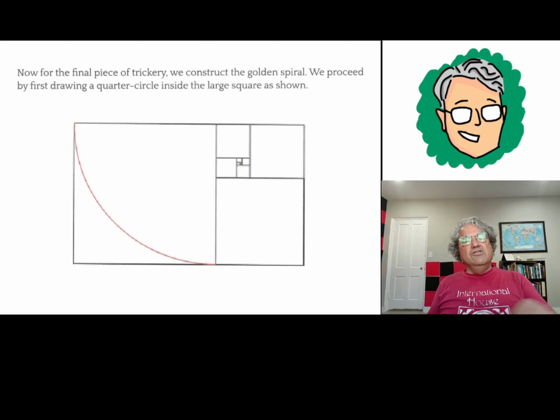And now that we've done this, there's another thing we can do. We can make what's called the golden spiral. It's not actually the golden spiral, it's a closely related spiral. It's going to be called the Fibonacci spiral. So how can we construct a spiral pretty easily from this partitioned golden rectangle? How do we do that?